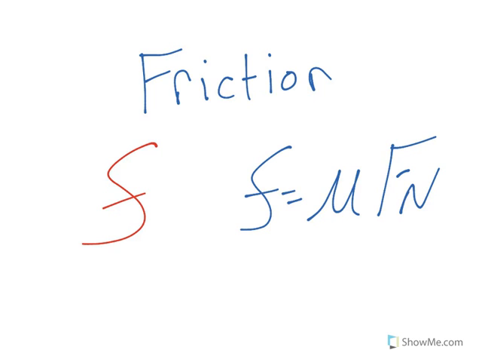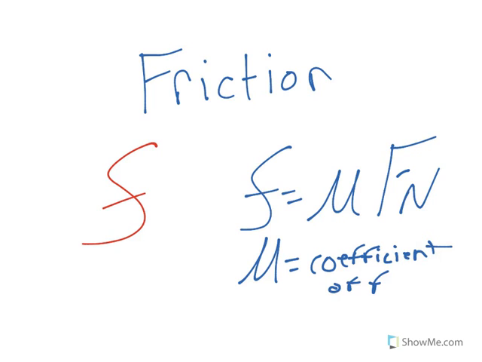So friction is equal to the coefficient of friction mu times the normal force. Most of the time they're going to give mu to you, but occasionally they'll ask you to calculate it. Alright, so there's two types of friction.